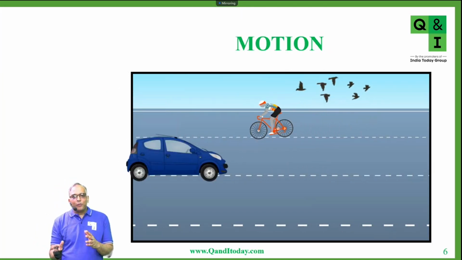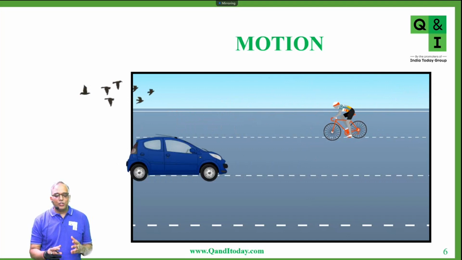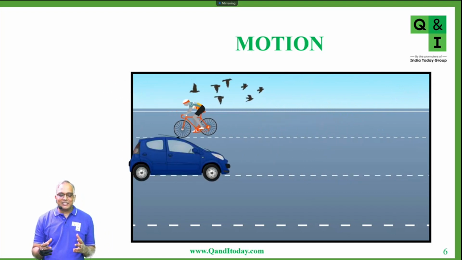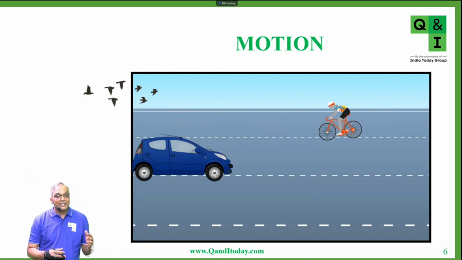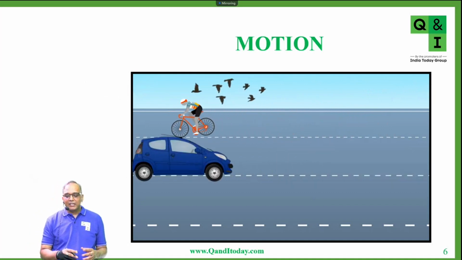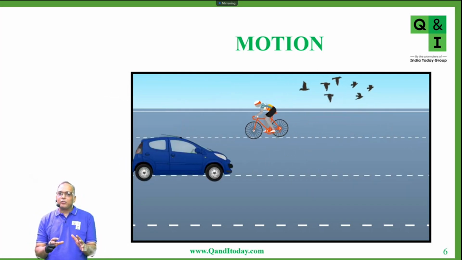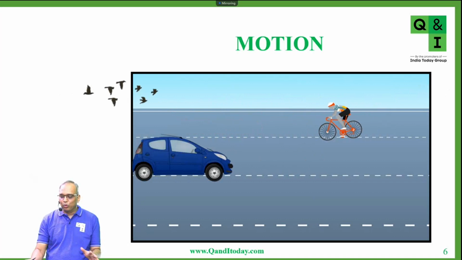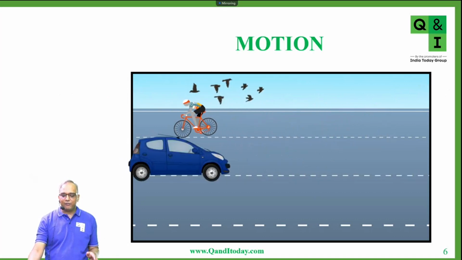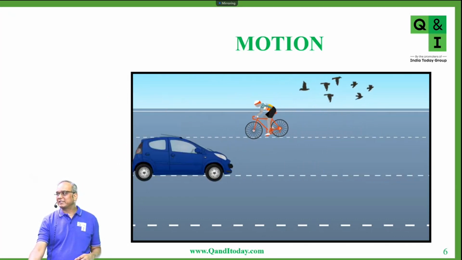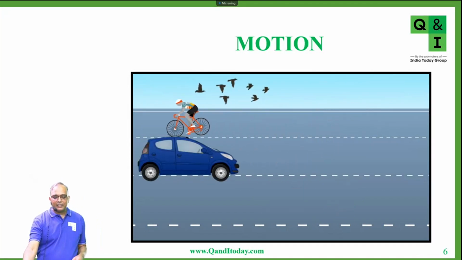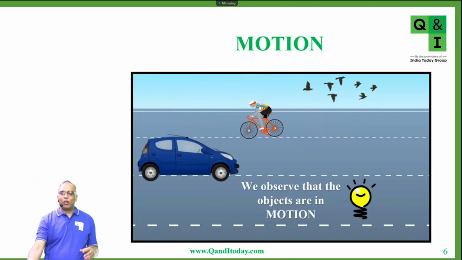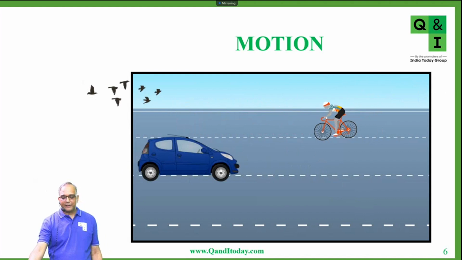So what do you observe here? You can observe that a cyclist is riding the bicycle. There are a few birds which are flying. There is a car which is moving. So in all of this, what you can observe is that these things are moving. There is motion involved in each of these objects, right? So we observe that the objects are in motion.